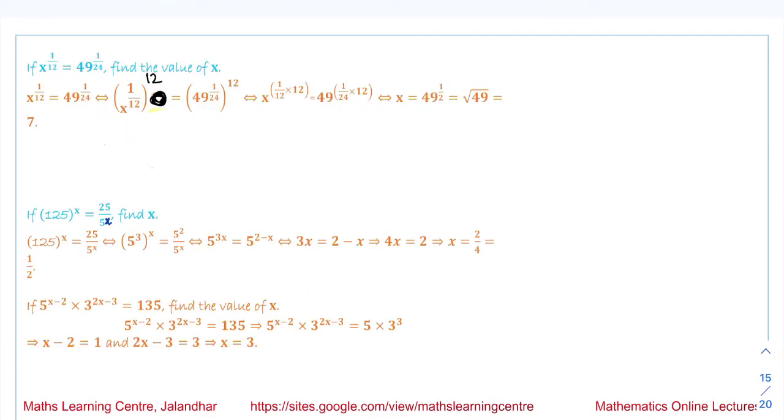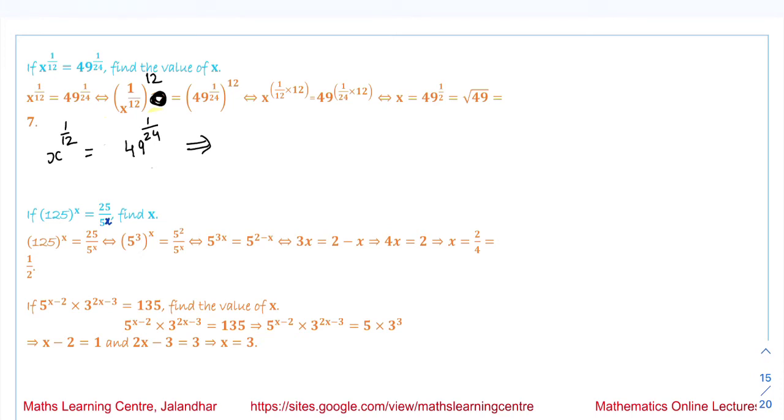So now in the next question, it is given that if x raised to the power 1 by 12 is equal to 49 raised to the power 1 by 24, we have to find the value of x. So what we are saying is x raised to the power 1 by 12 is equal to 49 raised to the power 1 by 24.